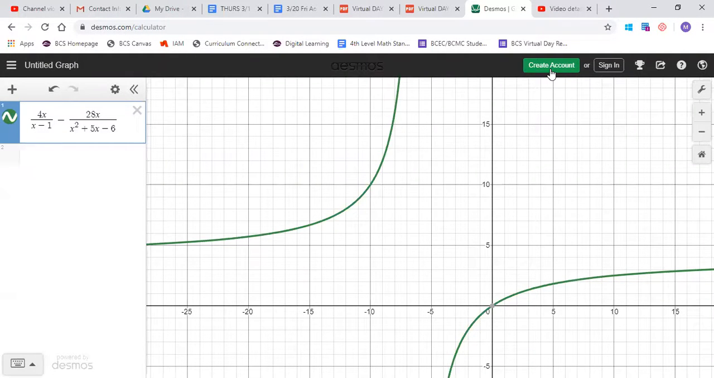All right, here we go. I'm going to go ahead and we're going to do this problem right here: 4x over x minus 1 minus 28x over x squared plus 5x minus 6. You're going to notice that the denominators are different from each other.